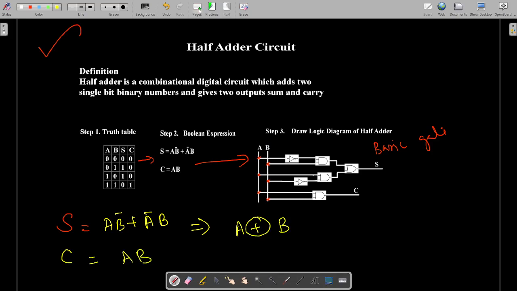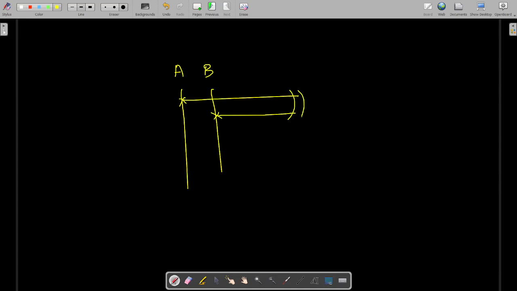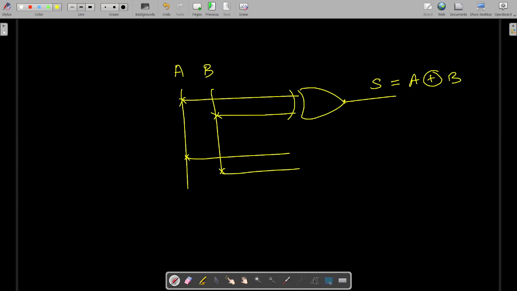So if you want to represent using this, then we can draw this as, this is AB. We'll be having these lines. Then A, this is B. Then you go for this exclusive OR gate, so that you will get the sum. Sum is what? A exclusive OR B. And A and B we take and combine, so that you will get the carry output, which is AB. In this way also we can draw the half adder circuit logic diagram. Okay, this is also the half adder circuit.